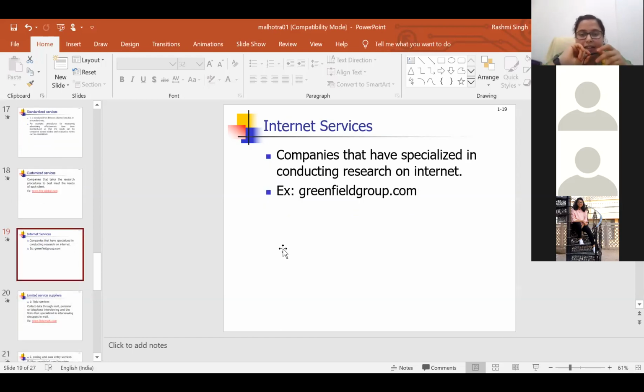Next is internet services. The companies that have specialized in conducting research on the internet. Means they will provide you everything through online services. They will do everything online. That is called the internet services. Means they will collect data online. They will do online analysis and all, and then they will provide you a report. So that is the internet services.